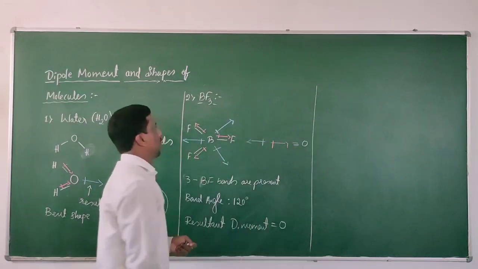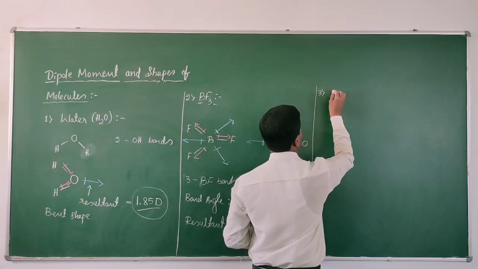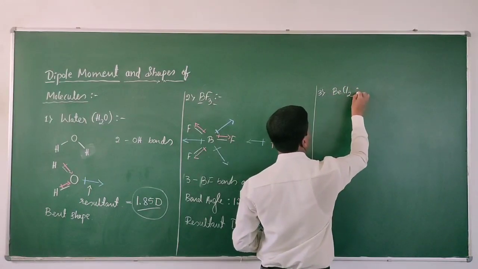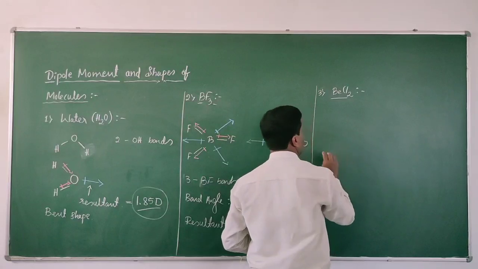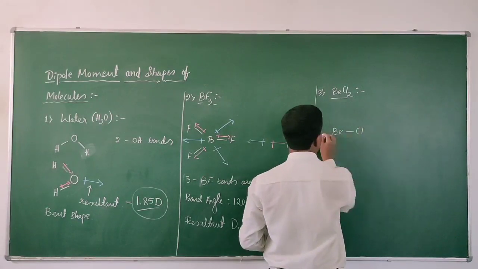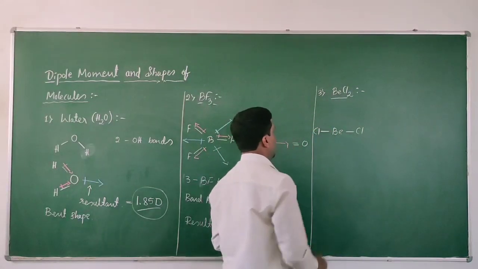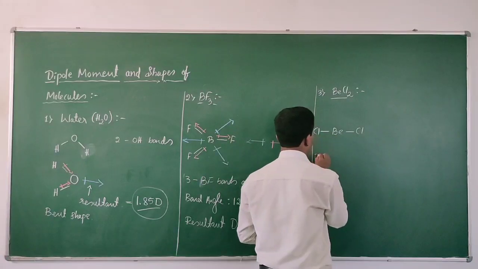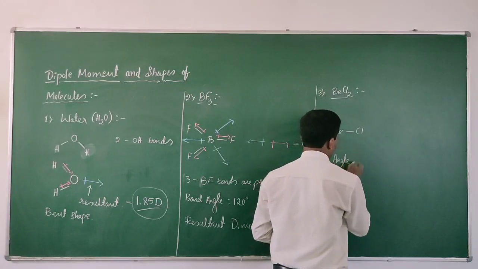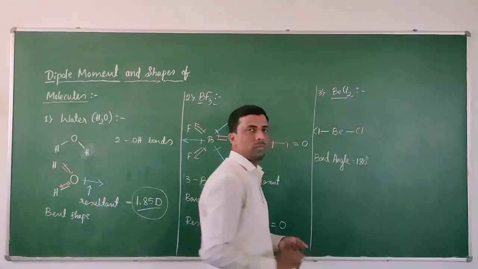Consider one more molecule, the third one. Beryllium chloride. Let us draw a diagram here. Beryllium chloride has a bond angle of 180 degrees, straight.